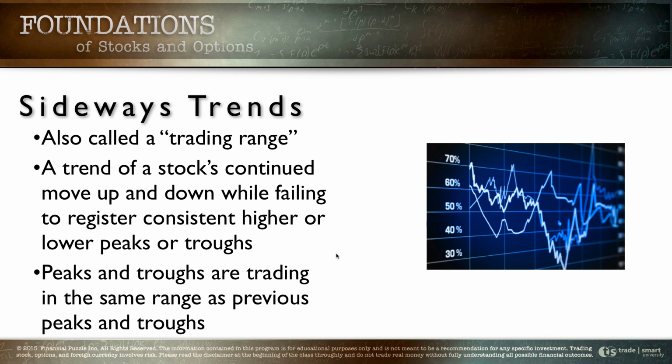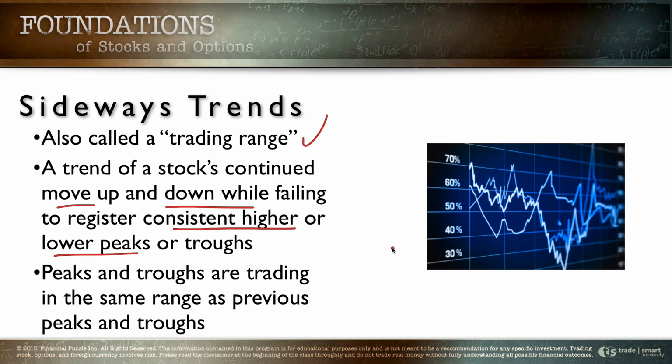Now, let's talk about the sideways trend. The sideways trend is when you've got your peaks and your valleys that are matching. This is also called a trading range. The idea here is that the stock is continuing to move up and down while failing to register consistently higher highs or lower peaks or troughs. In other words, it's stuck. It isn't going anywhere, or maybe it's going somewhere very, very slowly. We call that a sideways trend.